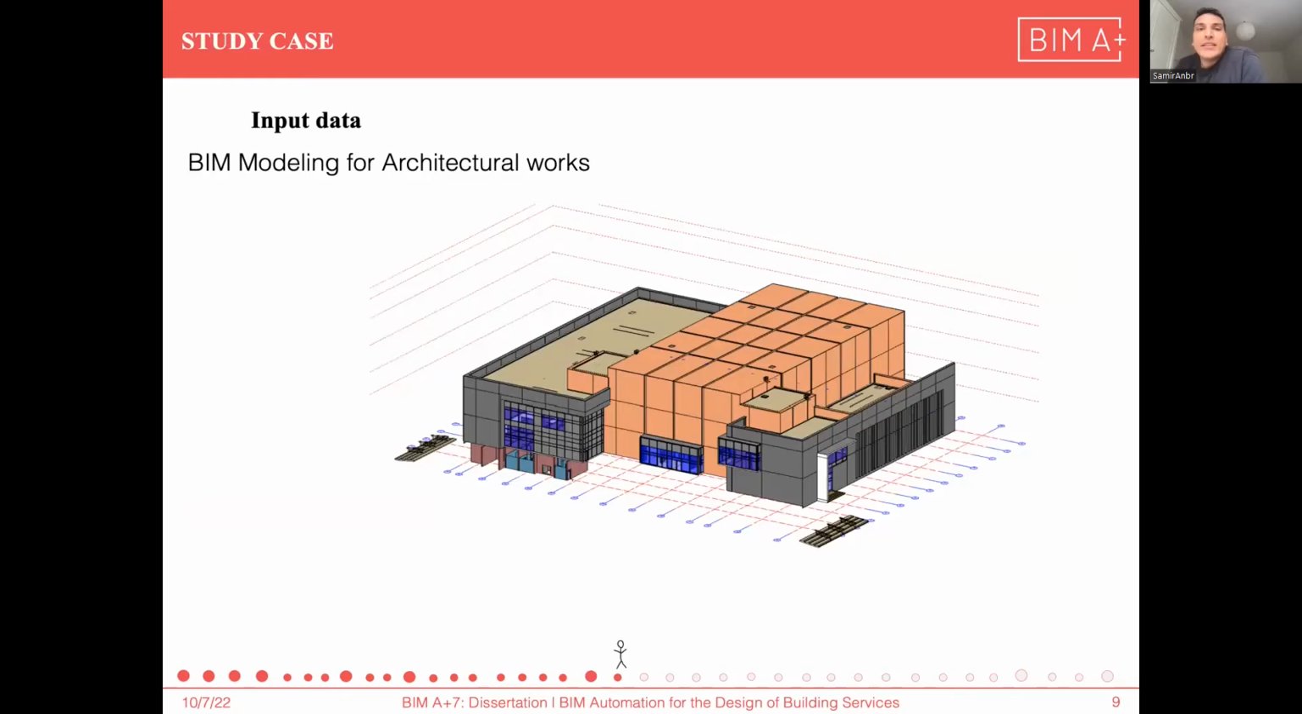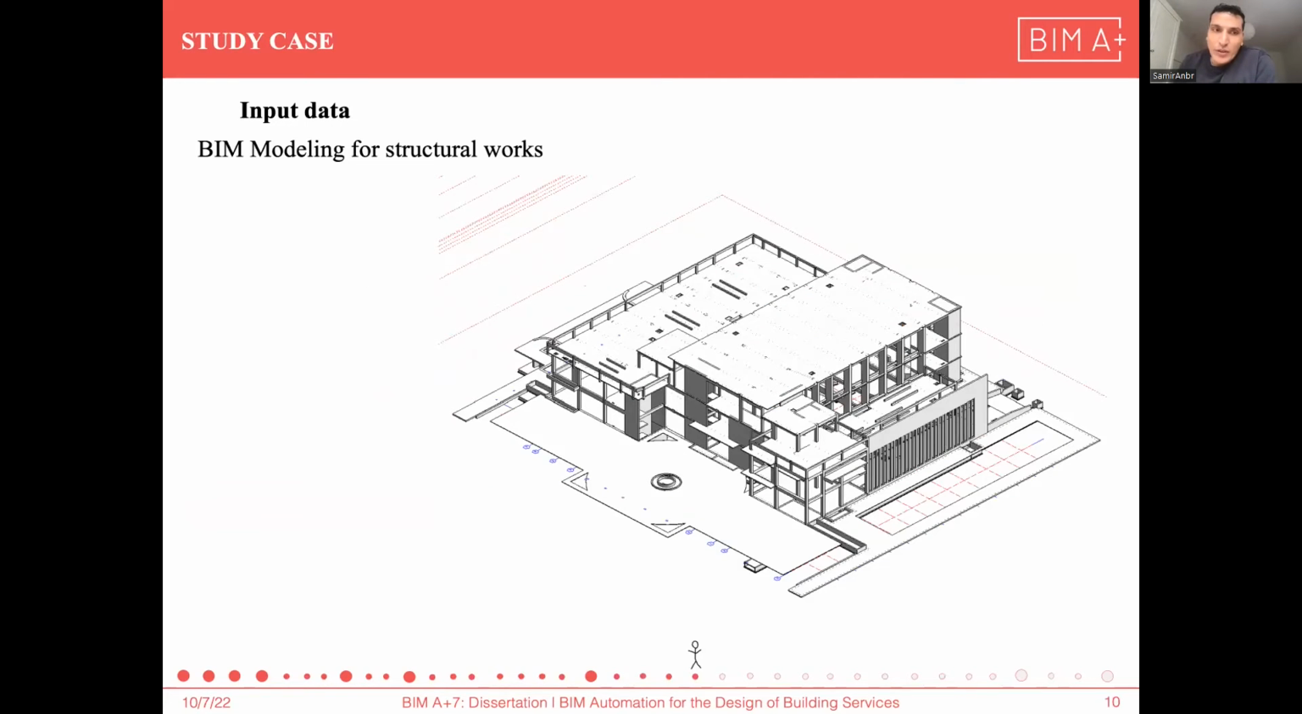As input data, I take this building, used as a conference building for a university: this architecture model, and this structure model. And this was the input data.